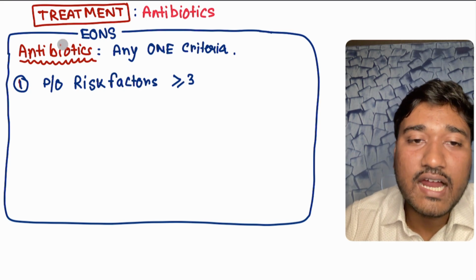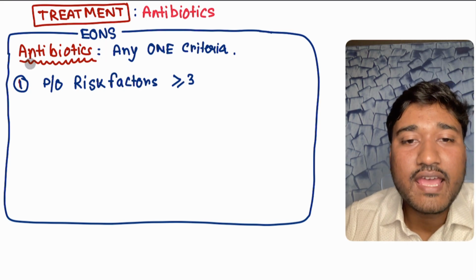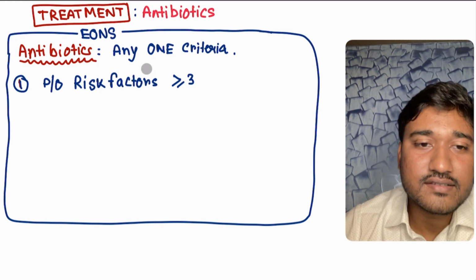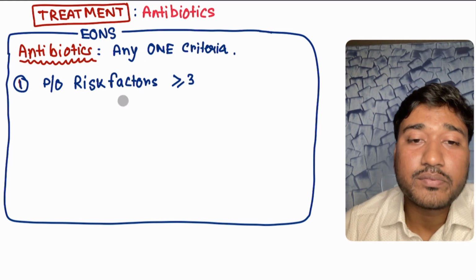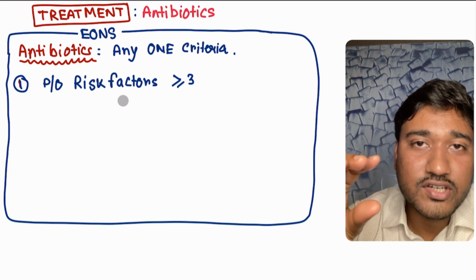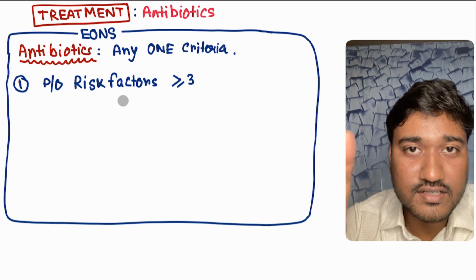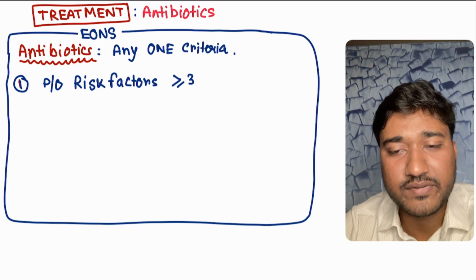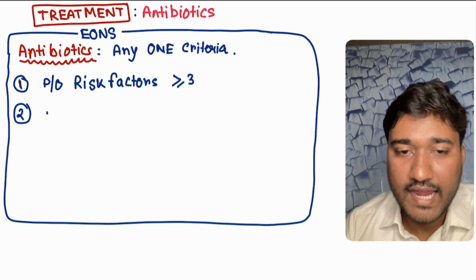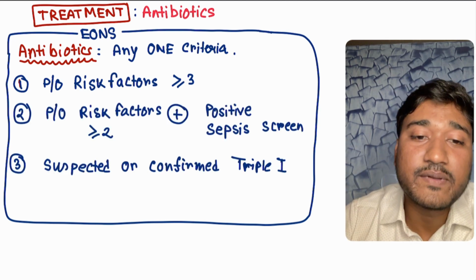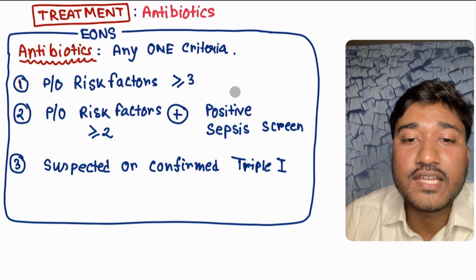So here in early onset neonatal sepsis, remember, if any one criterion is present, we can start antibiotics. Suppose there is presence of risk factors. Just now we said that in early onset neonatal sepsis there are 7 risk factors, and even if 3 or more than 3 risk factors are present, we can start antibiotics. Also, if only 2 of the 7 risk factors are present and there is a positive sepsis screen, we can start antibiotics.